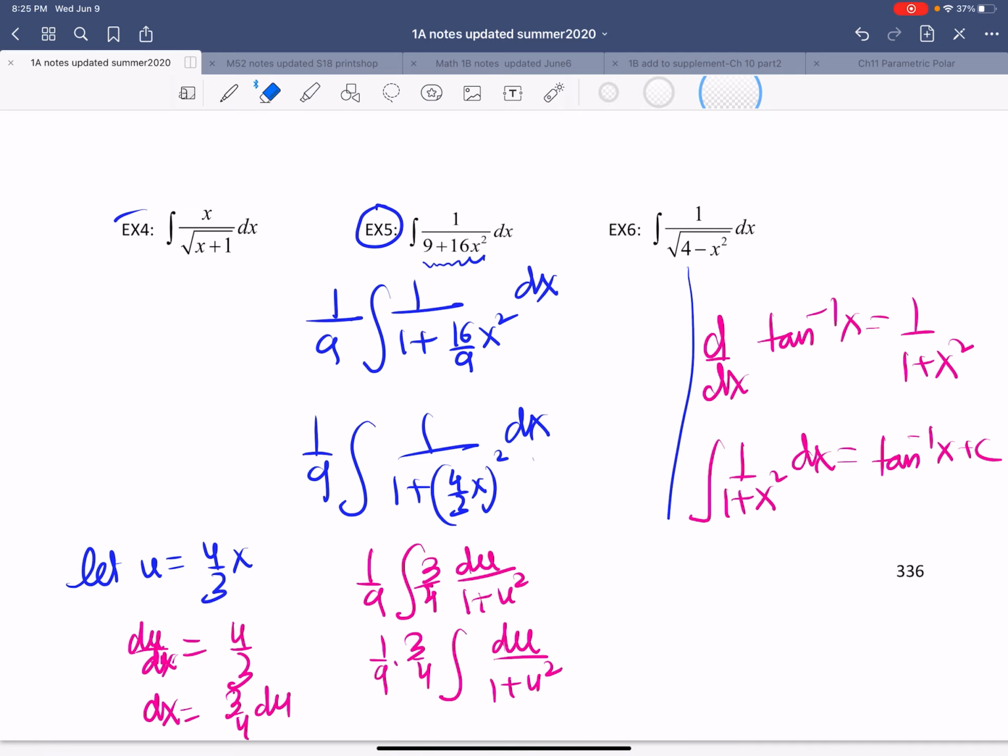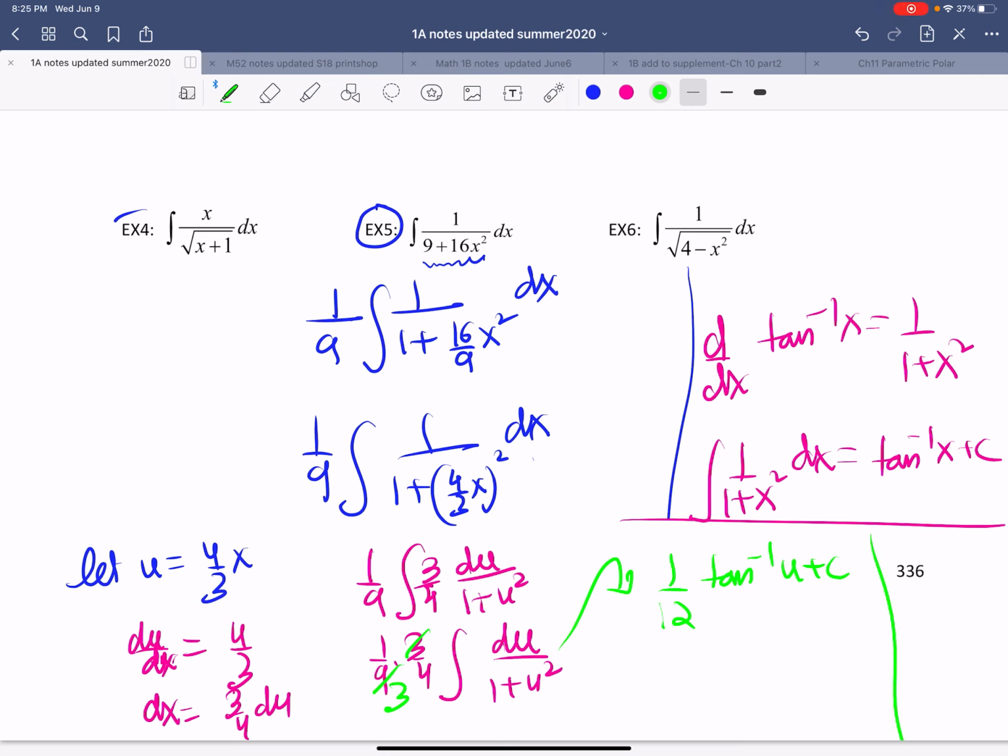Almost done. Looks like it's getting to where we want to head. So this will be 1 over 12, and then the integral of du over 1 plus u squared would be tangent inverse u plus a c. So 1 over 12 tangent inverse, the u was 4/3 x, plus c, and that's going to be our final integral.